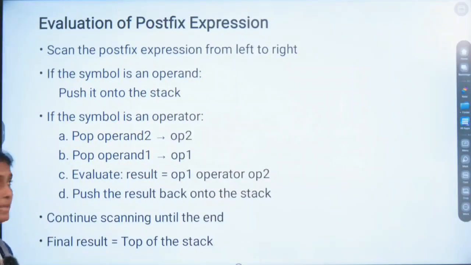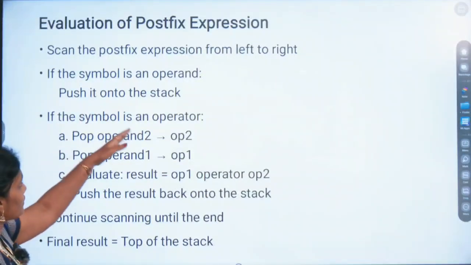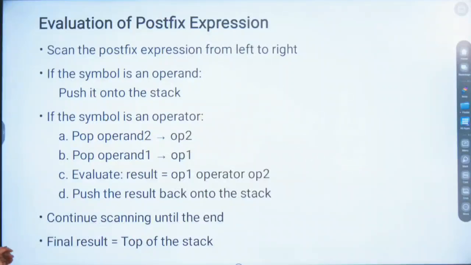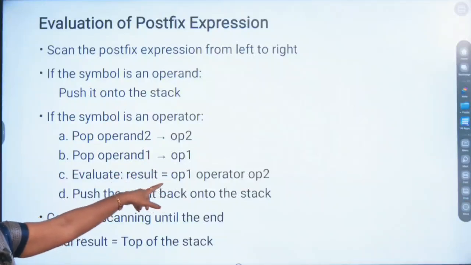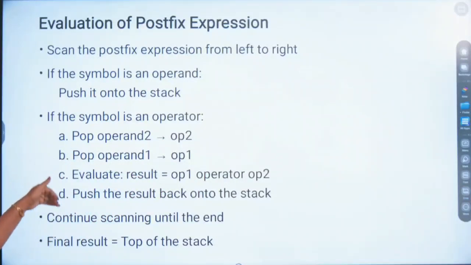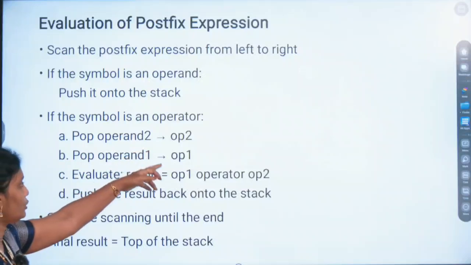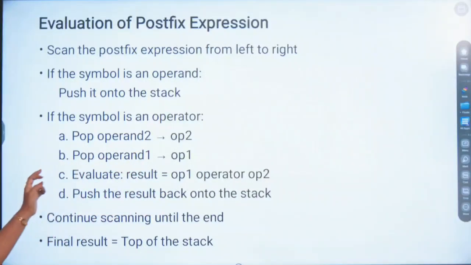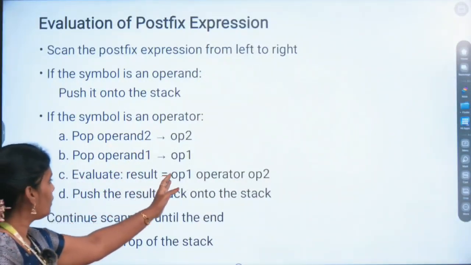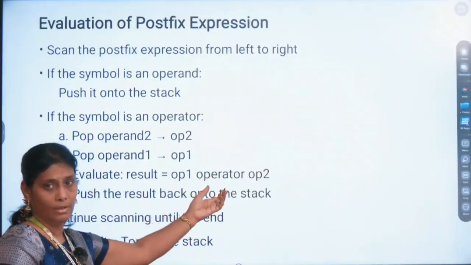So next we will see the application of evaluation of postfix expression. These are the steps used to evaluate a postfix expression. The first step is to scan the postfix expression from left to right. While scanning from left to right, if the symbol is an operand, then you have to push it onto the stack. The next step is, if the symbol is an operator, then you have to pop operand 2, pop operand 1, then evaluate, that is, do the operation based on the operator.